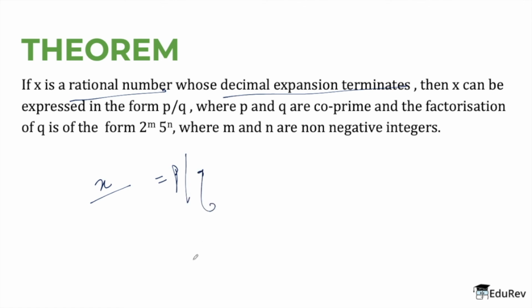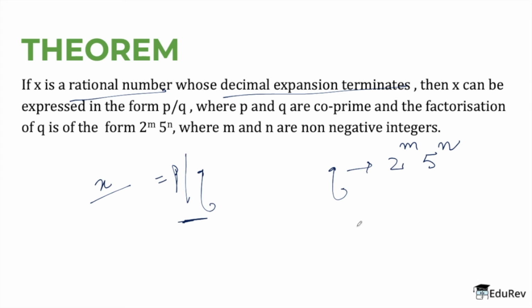We know that every rational number can be expressed in form of p by q, where p and q are what? Co-prime numbers, that is, they do not have anything common in between. And the factorization of q is of the form 2 to the power m and 5 to the power n, where m and n are non-negative integers. So this is your theorem 1.